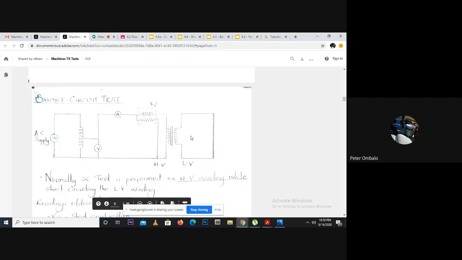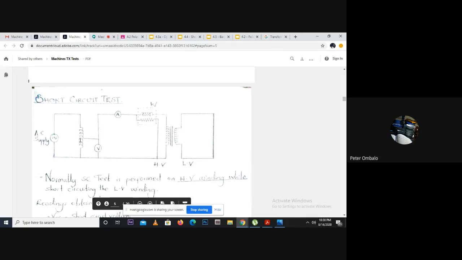And the high voltage end and low voltage end can either be the primary or the secondary, depending on whether the transformer is step up or step down. But the important point to remember is short circuit test is conducted on the high voltage end of the transformer. The reasons are the same, just for the constraints of the meters.